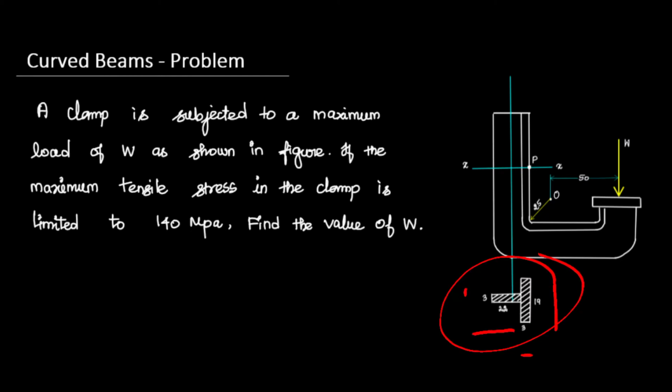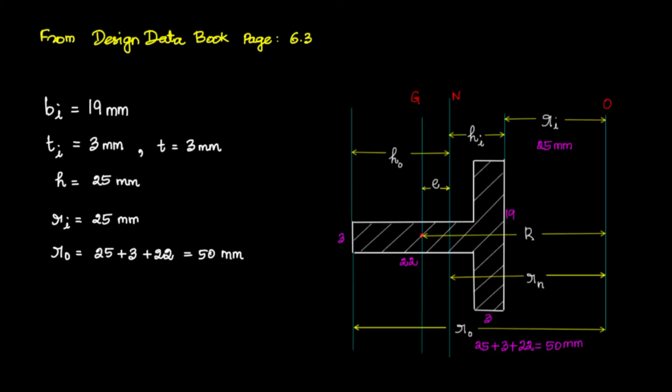So these are the dimensions of the T-shape for the cross section of the C clamp. The total tensile stress acting on this clamp is 140 megapascal, that is 140 Newton per mm square. So when the total stress is given, we need to calculate the load value. Yeah, fine. Now we can go to solve the problem.